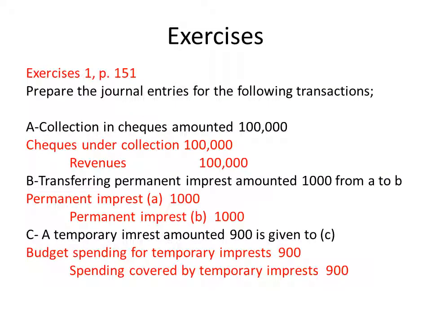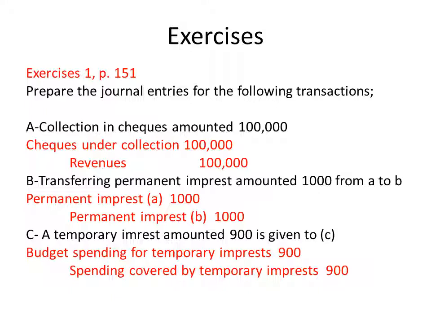Exercises. Exercise 1, page 151. The required is preparing the journal entries for the following transactions. The first transaction is the collection of 100,000 checks, the entry would be checks under collection 100,000 and revenue 100,000. The second is transferring permanent interest amounted to 1,000 from A to B. The entry would be permanent interest new person A 1,000 and permanent interest old person B 1,000.